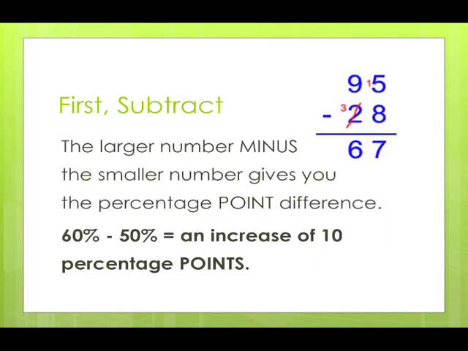So the first thing you're going to do is take the larger number, which in this case is 60%. You're going to subtract the smaller number, which is 50%. Remember, we said the percentage point was just the arithmetic difference. So 60% minus 50% is 10, and that is the number of percentage points that the number of students passing increased by. So 60 minus 50 is an increase of 10 percentage points.